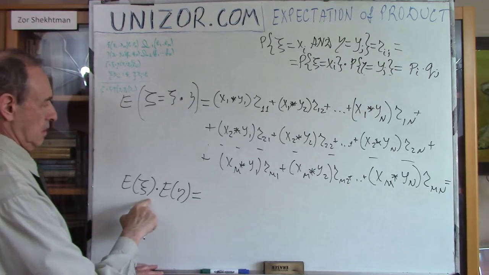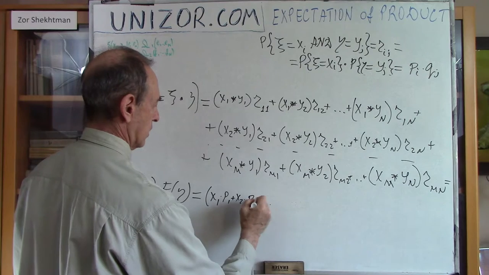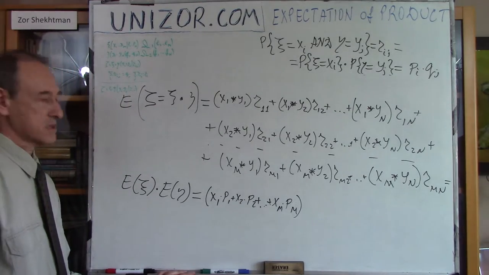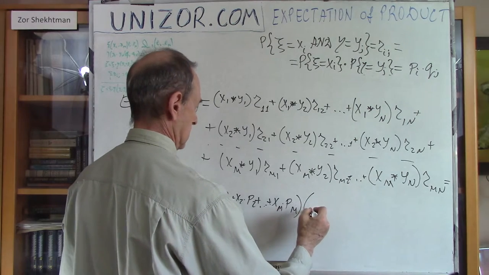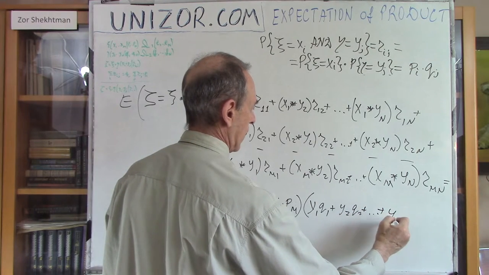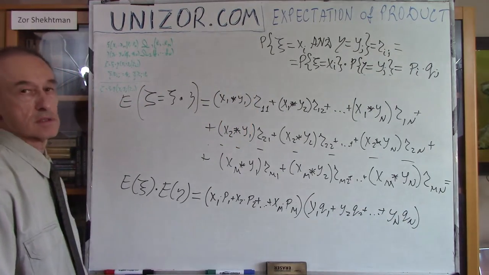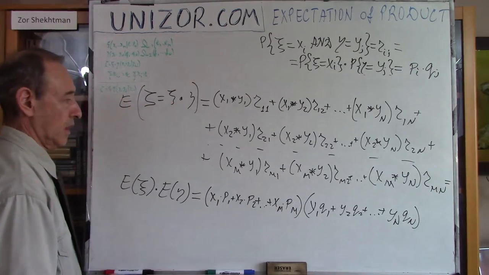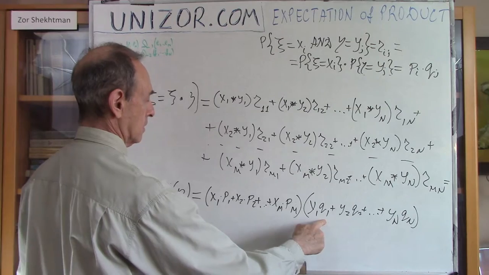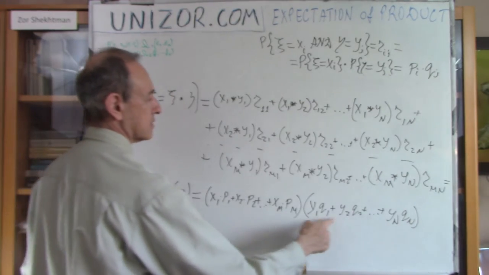It's equal to x1 times p1 plus x2 times p2, etc., plus xm times pm. That's the mathematical expectation of xi, times y1 q1 plus y2 q2 plus etc. plus yn qn, right? Now, what if I open the parentheses and multiply this times this? Well, I will have x1 p1 times y1 q1, plus x1 p1 times y2 q2 plus etc. Then I will take x2 and multiply by each of them, etc., etc.